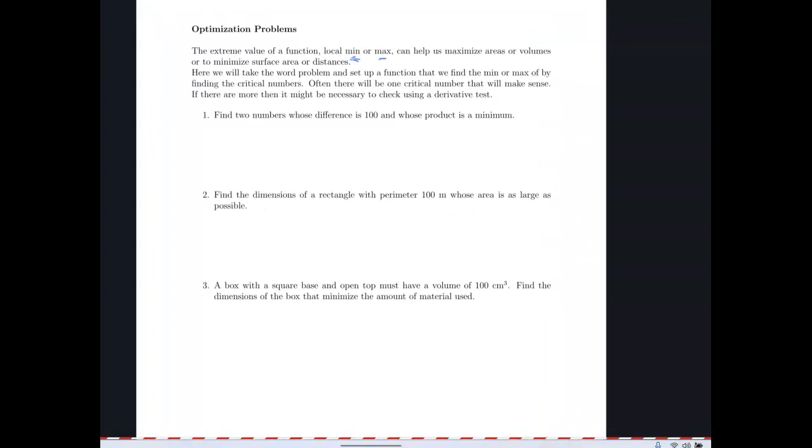So if I want to find two numbers whose difference is 100, I want to start with, say, x minus y is 100. And just like when we were doing related rate problems, you need to make sure you don't put in extra variables. So I want the product to be a minimum. So I'm going to say product is x times y. Since this is what I want to minimize, you're thinking this is what I want to take the derivative of and set equal to 0. So you're going to set this equal to 0 and find the critical numbers, right?